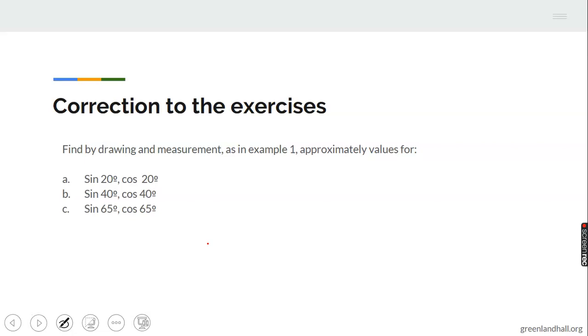I believe your writing materials are there with you, your textbook, your jotter, your pen and everything, and don't be distracted in any form. Now, we want to find by drawing and measurement, as in example 1, the example that was given in the last class: sine 20 degrees, cos 20 degrees, sine 40, cos 40, sine 65, cos 65.